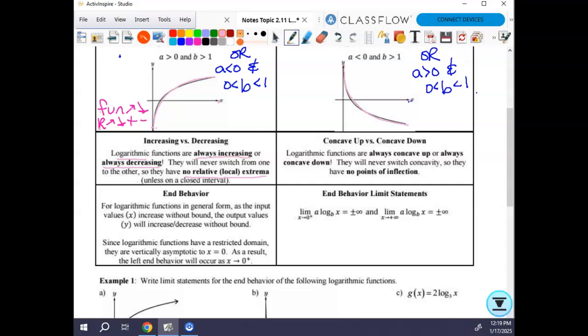So then we talk about concavity. Log functions are always concave up or always concave down. Okay, there's no change in there. Since there's no change in concavity, we have no points of inflection. Is this one concave up or concave down? Down. So the rate of change is decreasing. Is this concave up or down? Up. And so the rate of change is increasing. So this function is decreasing, but the rate of change is increasing. Make sense? We good? Questions?